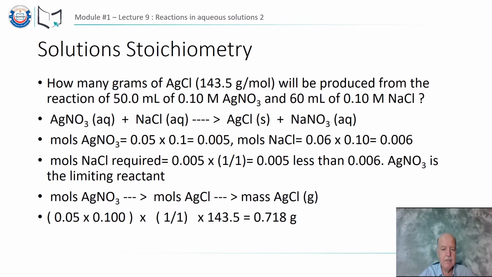0.718 grams. Okay. In solution stoichiometry, I still have the limiting reactant. What's new in solution stoichiometry? That reactions are between solutions. It means that the reactants have to go to ions. AgNO3 will go to Ag+ and NO3-. NaCl to Na+ and Cl-. Then Ag+ reacts with Cl- to form solid AgCl.